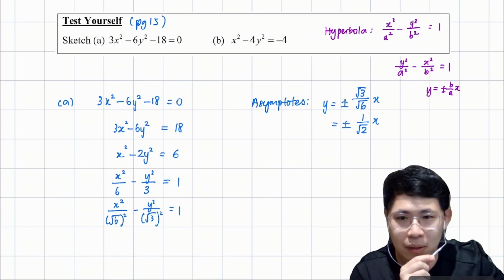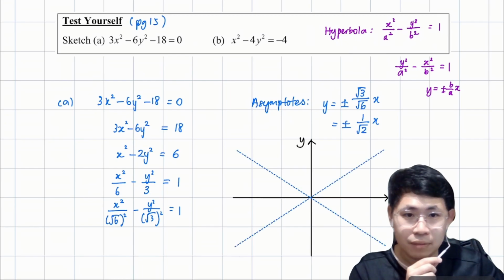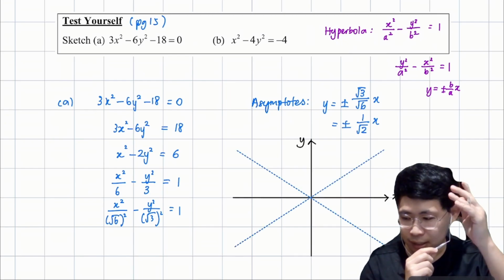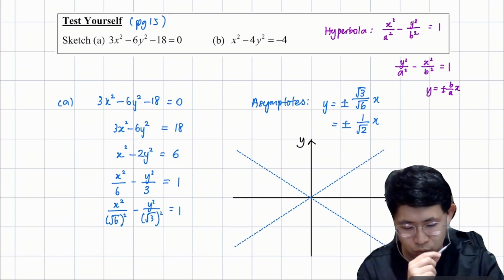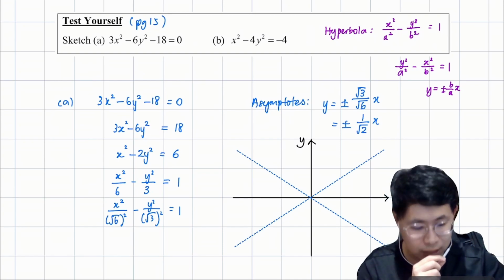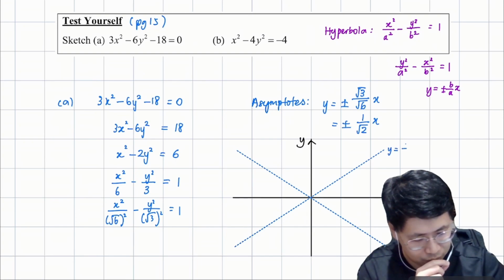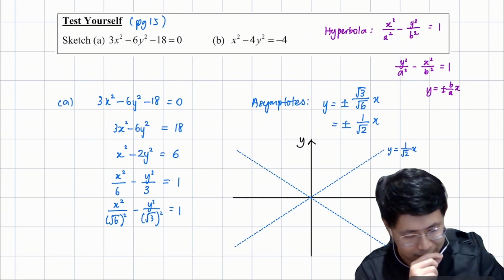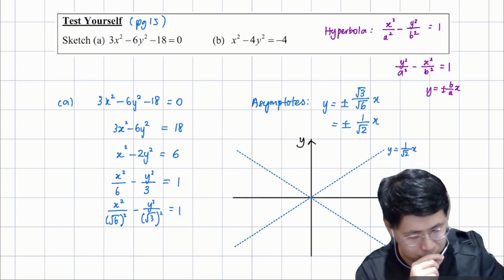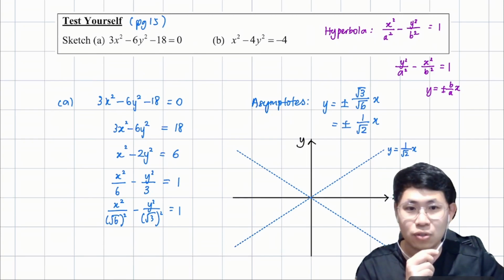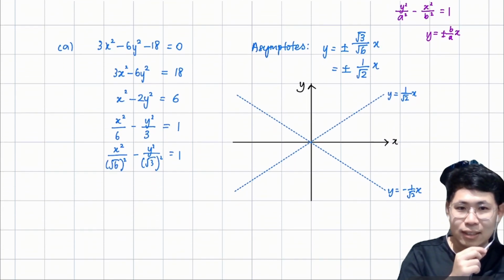So next, last but not least, we sketch. So in general, the first few things that we need to sketch are number 1, the axis. Number 2 that we're going to sketch is the asymptote. So we really need to sketch the asymptotes first. So over here, the positive version would be this, positive 1 over root 2x, and the negative asymptote would be negative 1 over root 2x over here, if you can see.